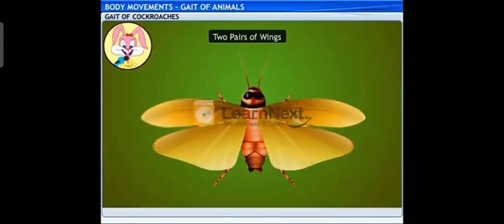So, how can a cockroach walk and fly? By the help of 3 pairs of legs and 2 pairs of wings, which are attached to the body by muscles. So that is how a cockroach can move very easily.